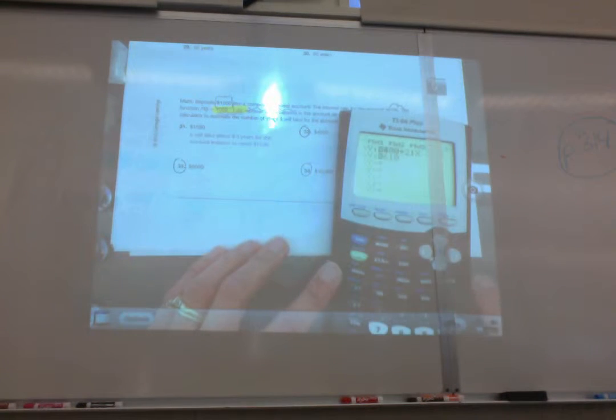Y equals, clear, 1,000. I'm going to put parentheses, 1.05, close the parentheses, raise it to a variable. And then you guys all start with a different y2.